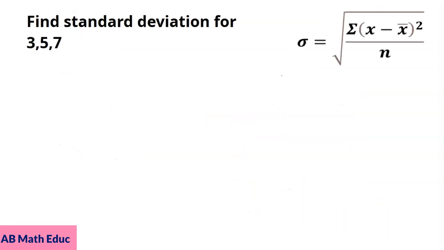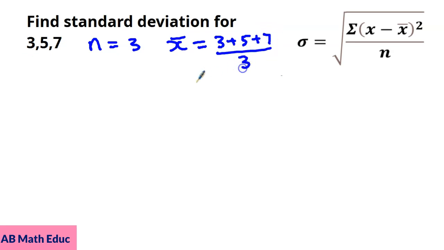Let's look at the next formula. This second formula too, we need our n, which happens to be 3. We need the x bar, which happens to be the mean. So how do we calculate the mean? We add all the numbers. So 3 plus 5 plus 7 divided by 3. And that gives us 15 over 3, which is 5.